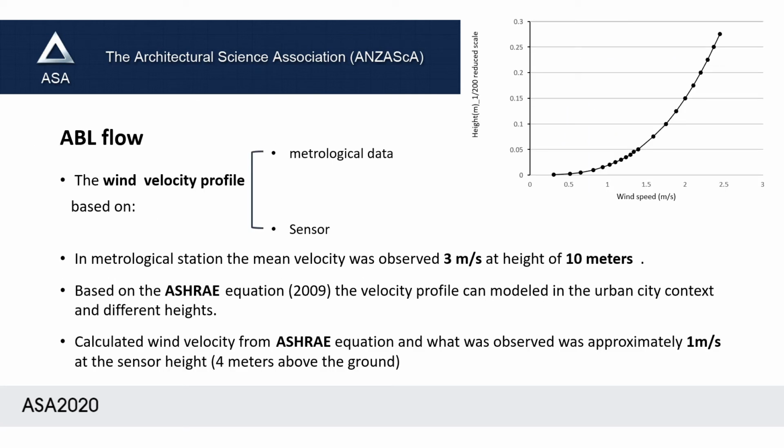We can see the wind velocity profile, and it is important to have a correct wind velocity profile because it helps you to have a correct CFD simulation. In order to model the ABL flow, we used both the meteorological station data and also the data which was gathered from the velocity sensor.